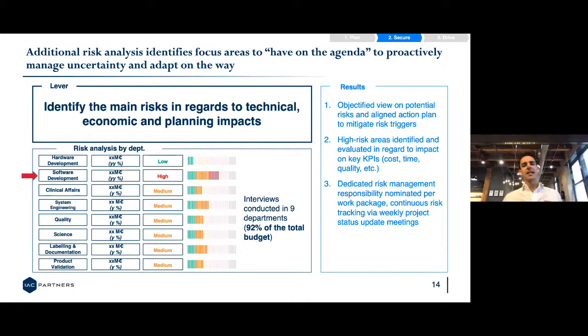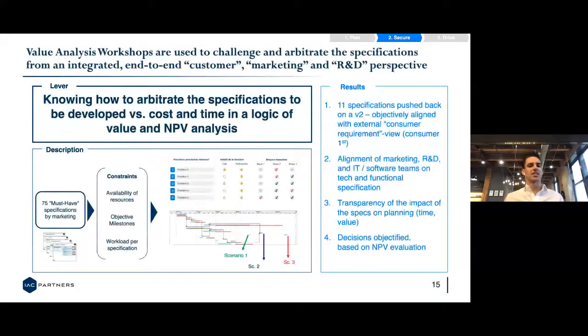Which brings us into the second phase of our secure step. And really, this step is to understand what specifications are required of the product, what's really driving those specifications, and how much value those specifications give. What we wanted to do is take a look at all the specifications from an end-to-end approach. So what did the customer want? What was marketing driving for? And how was R&D able to handle that?